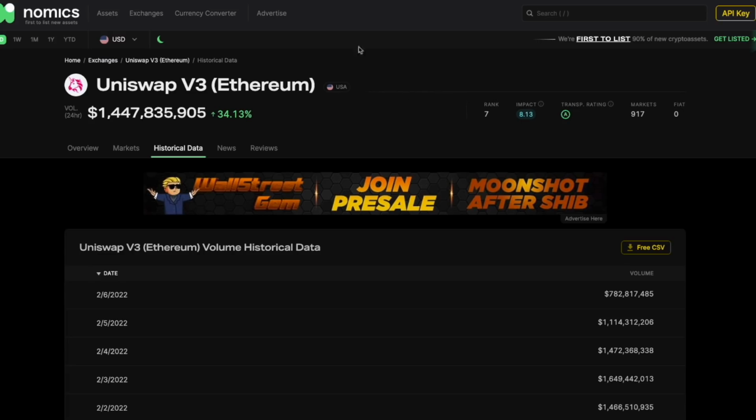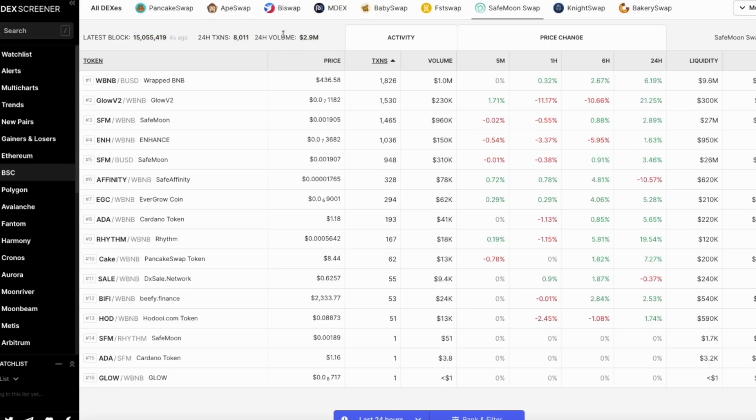Now let's fly on over to this. This is the actual 24-hour volume for Swap by Safemoon. This is from DEX Screener, and as you can see right here, the 24-hour volume is only 3 million, but you have to realize we only have 16 tokens right now. And how many tokens does PancakeSwap have? Well, they have almost 17,000, but every day we are listing more and more tokens.